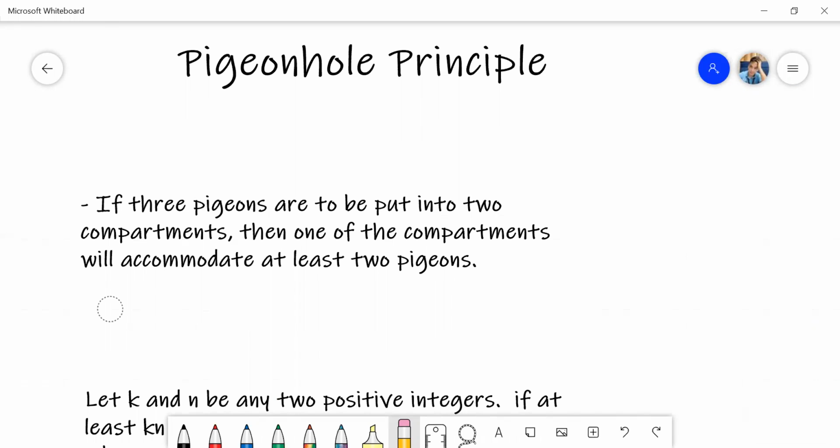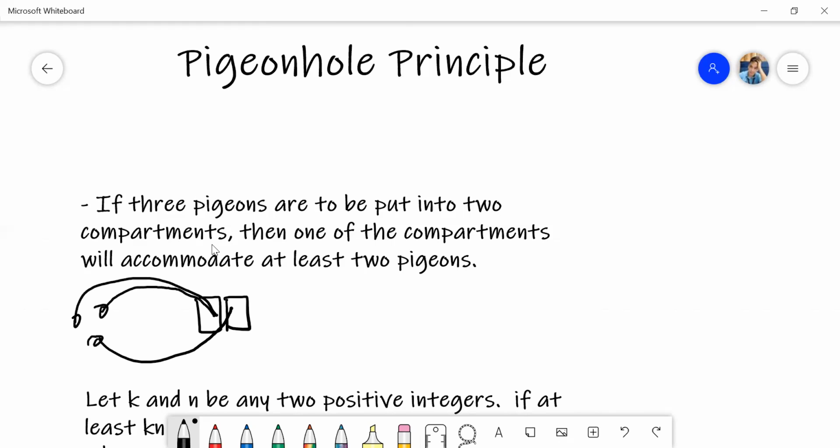So basically, let's say you have three pigeons here. I assume these three circles are pigeons. And you have two compartments here. If you place this pigeon here, and the other one in the other compartment, you don't have a choice but to place the third in one of the two occupied boxes. So let's say I put it in here. Then it satisfies the fact that one of the two compartments must contain at least two pigeons. So that's actually the idea of the pigeonhole principle.